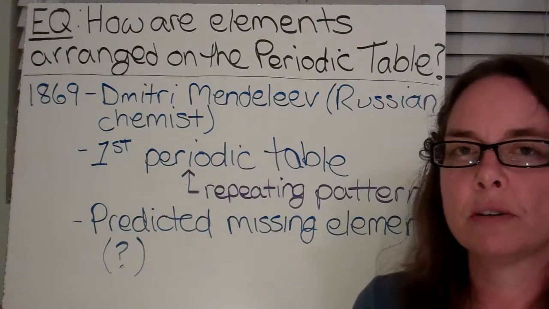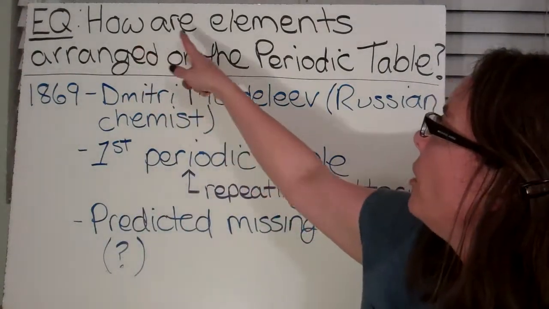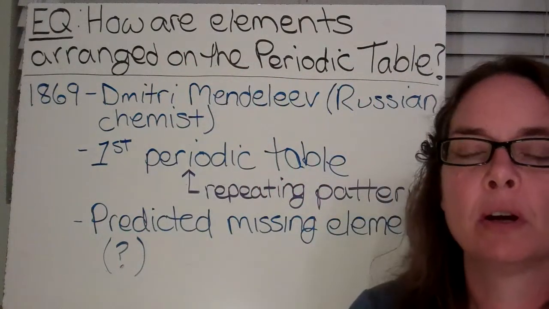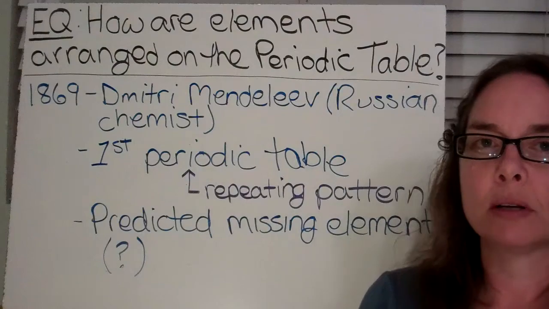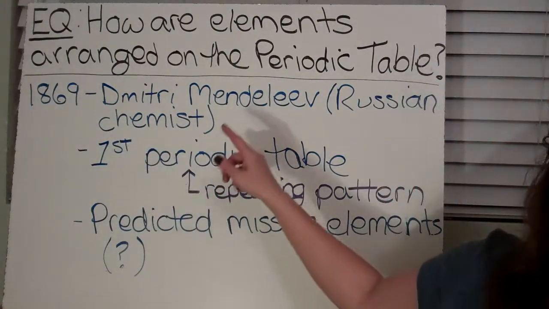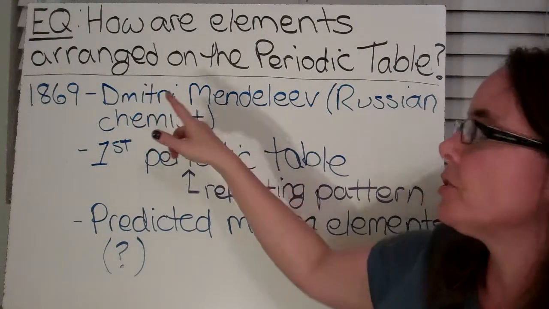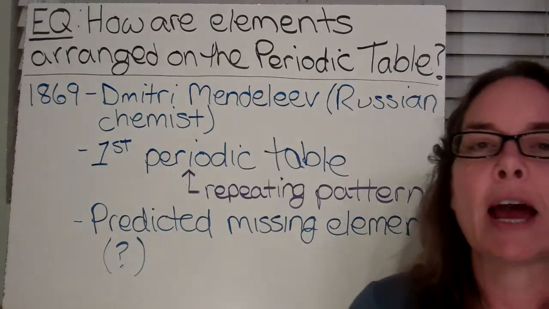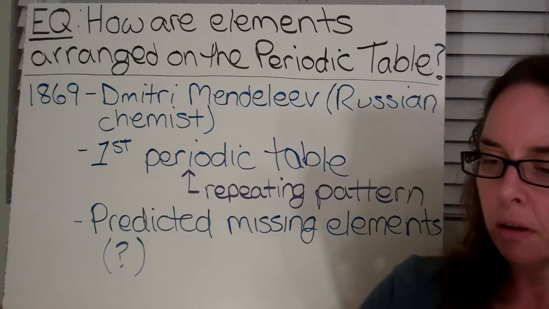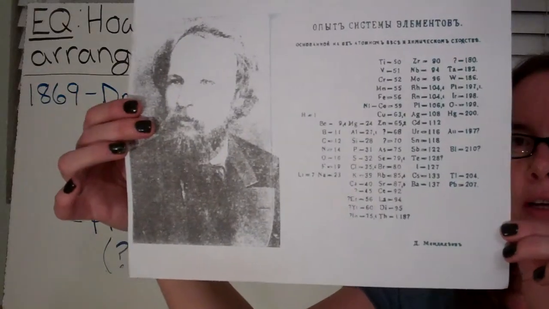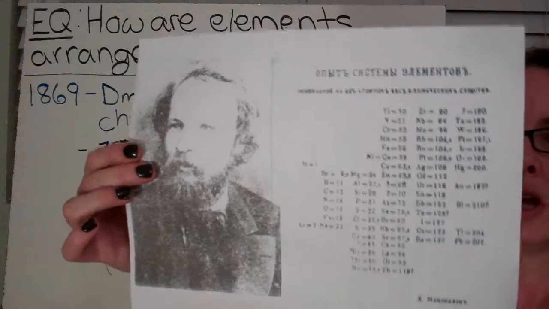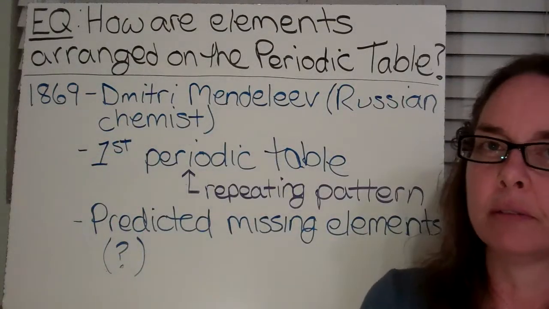The essential question for today: how are elements arranged on the periodic table? The first periodic table was created in 1869 by a Russian chemist named Dmitry Mendeleev. And he sorted all the elements that they had discovered so far into this first periodic table. This is him, and this is the first periodic table. Looks very different than the one that we have today.